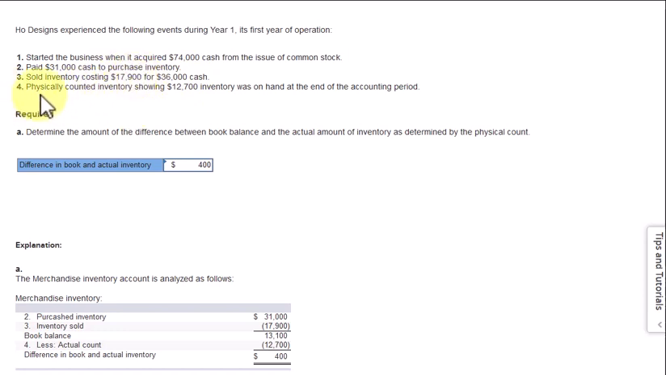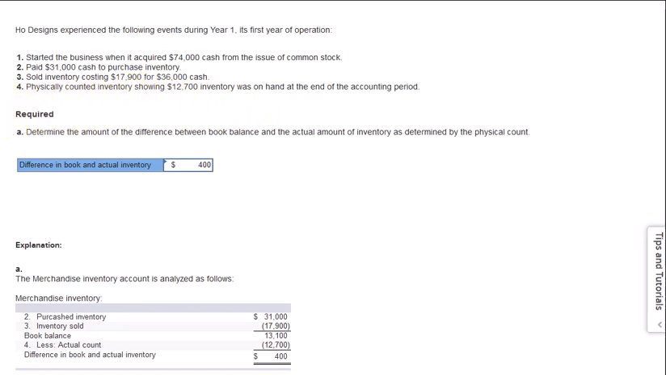And then in event 4, they tell us that we physically counted inventory, which showed that $12,700 of inventory was on hand at the end of the accounting period. Now, before we get into the details of this calculation, let's talk about why it's important to physically count our inventory. Physically counting inventory is just a simple internal control that companies can implement to try to safeguard their inventory.